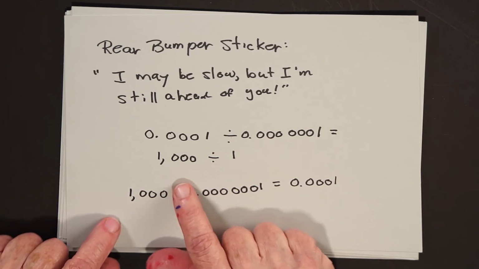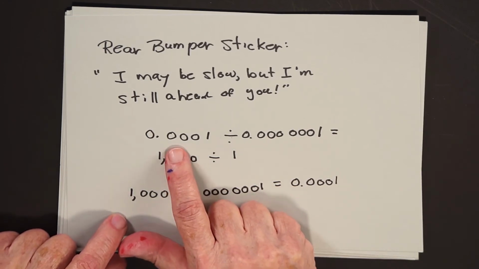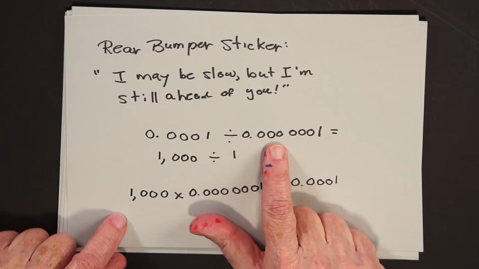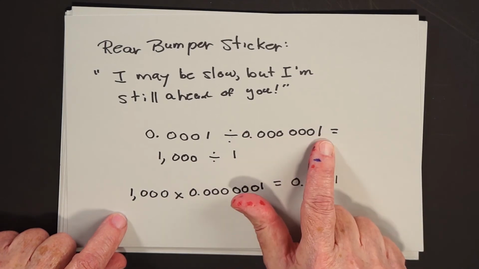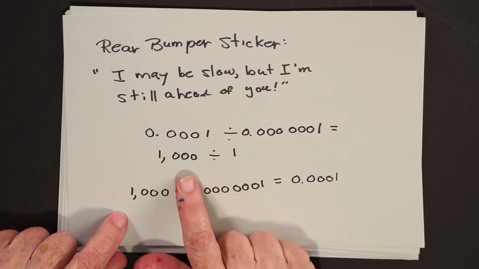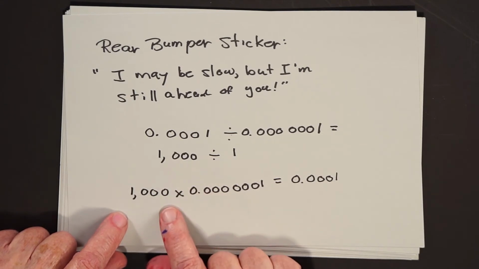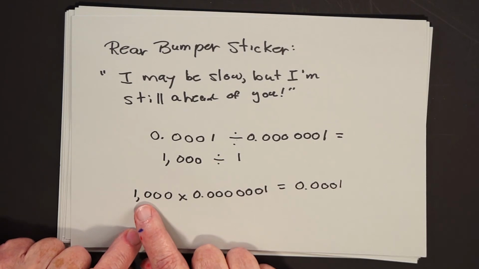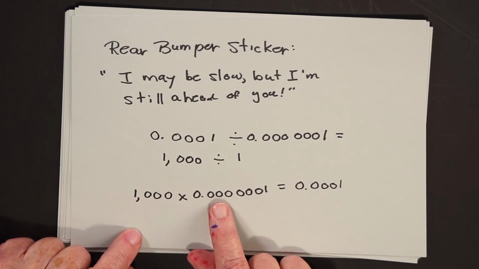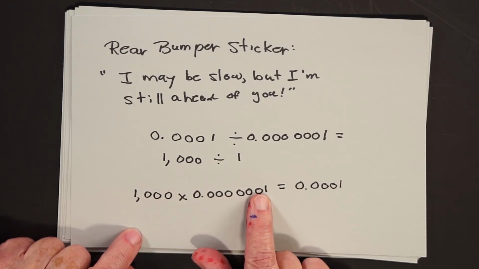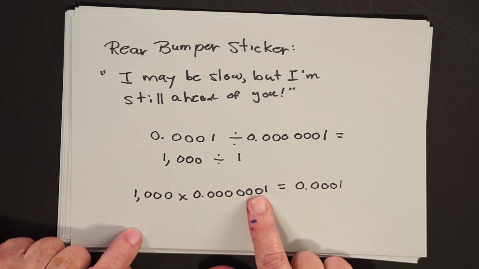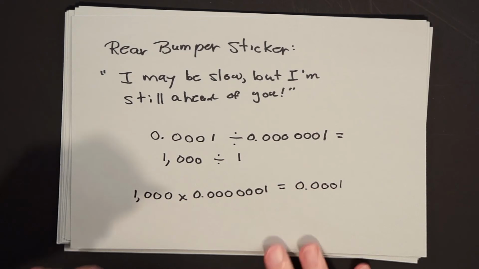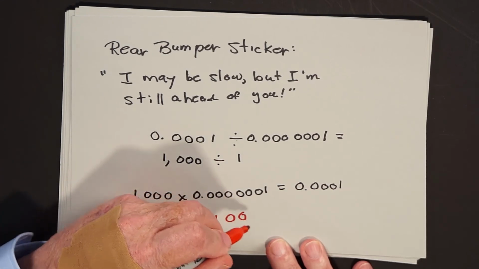And so what this is really saying is 0.0001 is saying to 0.000001, I may be small, but I'm still 1,000 times bigger than you. And to check that, let's see what happens. If I multiply 1,000 by 0.000001, I multiply as if the decimal points weren't there, and that would give me 1,000.